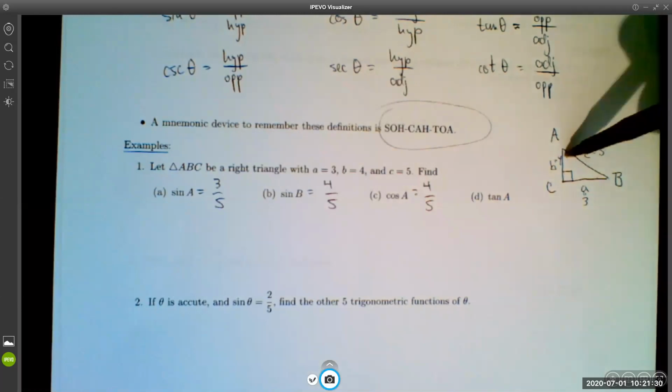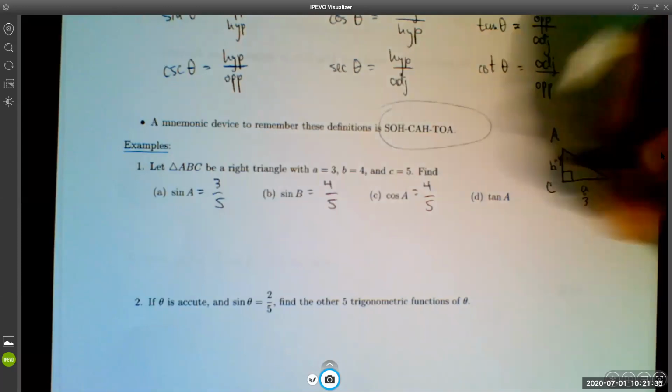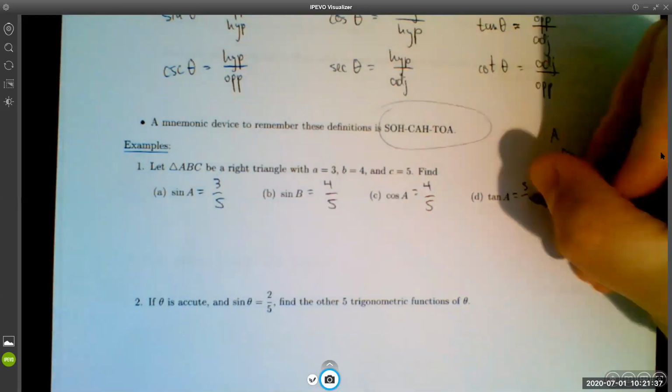Tangent A is opposite over adjacent. That's a over b, that would be 3/4 in this case. And that's how the trig functions work, right? That's their definition.